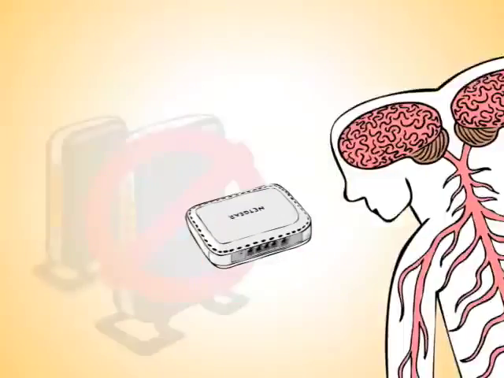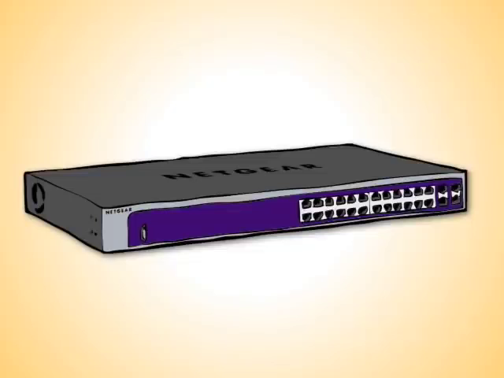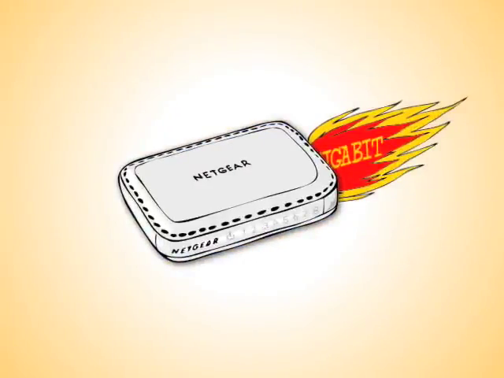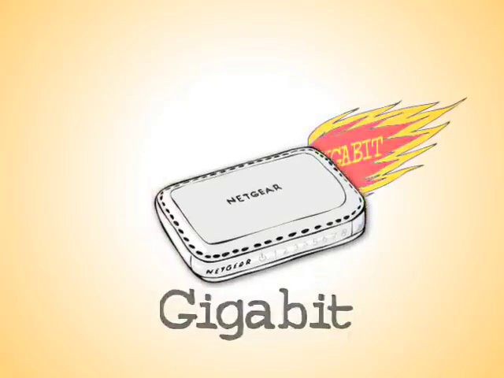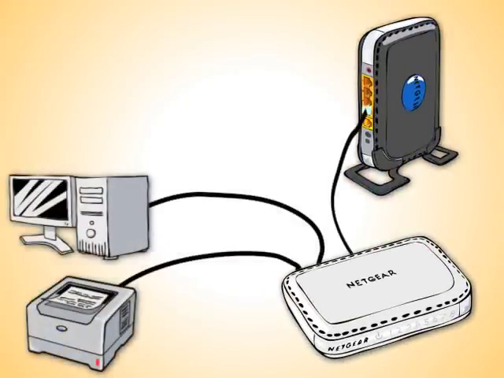brains after all. Netgear has switches with as few as 5 ports, as well as some that feature 24 ports or more. Once again, if you need the fastest speeds, go for a gigabit switch. Your Smarty Pants Netgear router will recognize these new connections and start sending data to them right away.